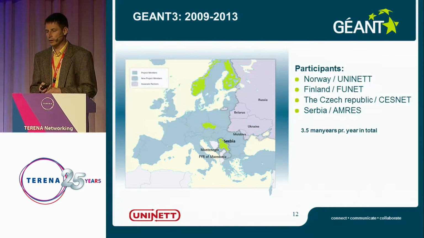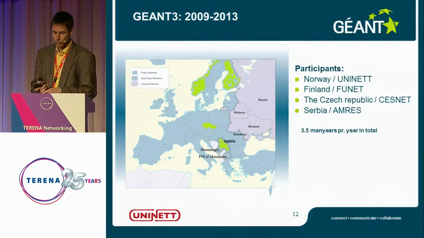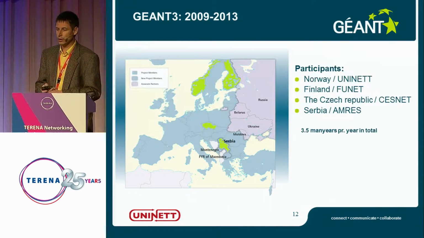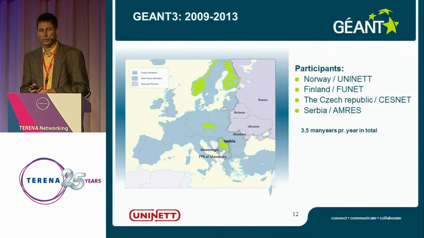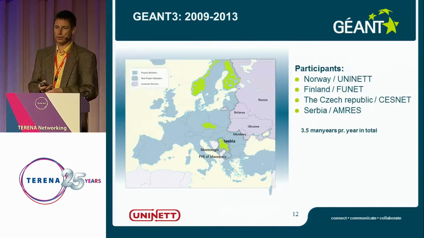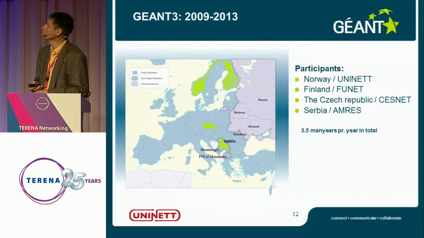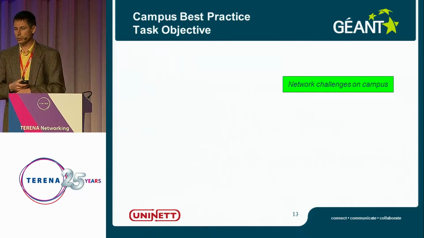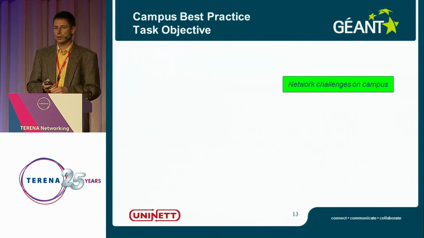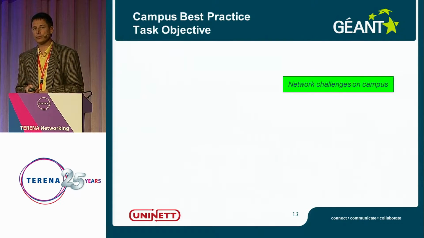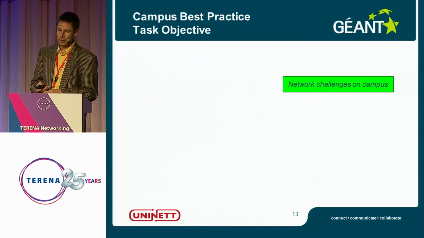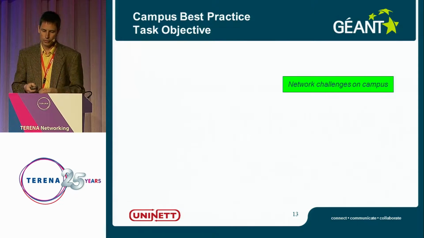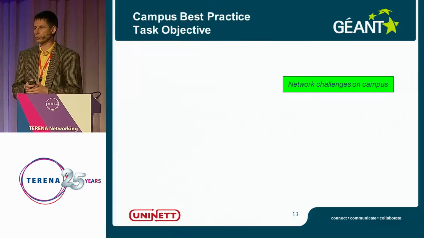If you look at the man years that we have, I hope that you will take note of that when we are looking at the results later, because we have 3.5 man years per year in total, which is actually less than 1 man year per NREN each year. The focus is very much on network challenges on campus. And if you remember back to the first talk today, the campus issue and the campus bottleneck was actually mentioned in that talk. So it's just giving more support that there should be focus on the campus part.